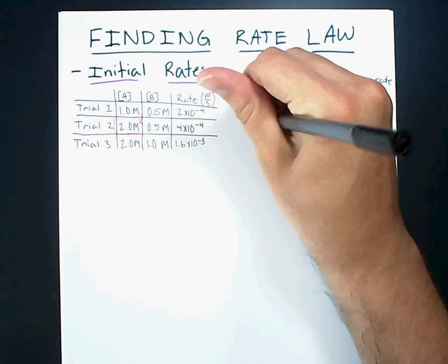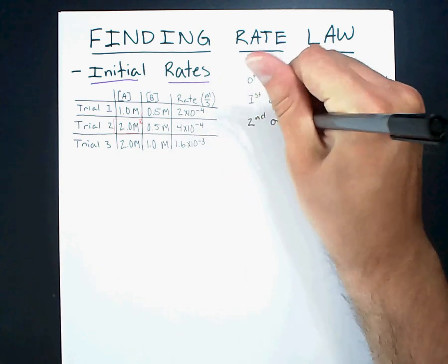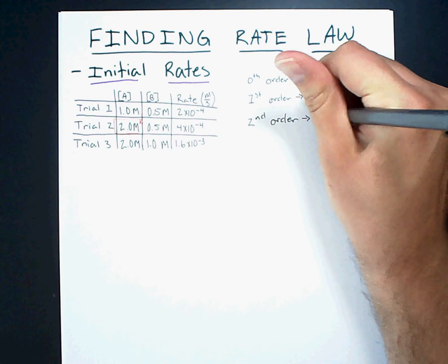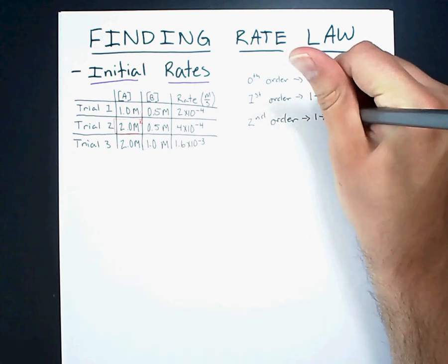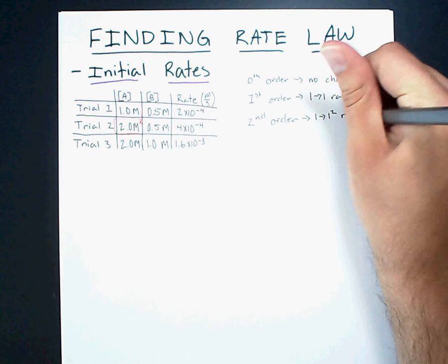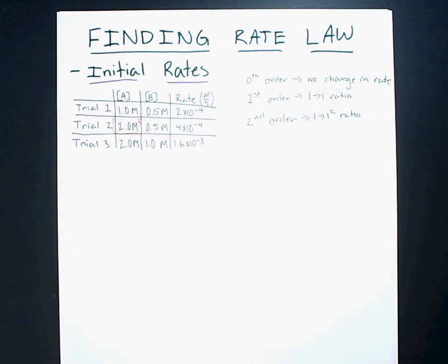Then the other one that's talked about in AP chemistry is second order. And second order means that it's a 1 to 1 squared ratio. What I mean by that is whatever you do to the concentration, if the square of that factor happens to the rate, then it is second order. So if you were to double the concentration, the rate would go up by a factor of 2 squared, or 4. If you were to triple the concentration, the rate would go up by a factor of 9, which would be 3 squared. So let's look at this set of trials that we have for this reaction.